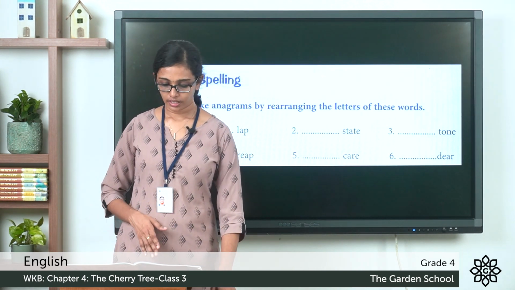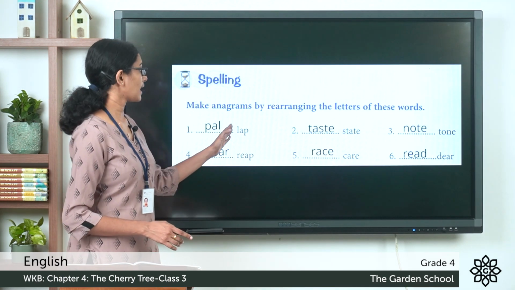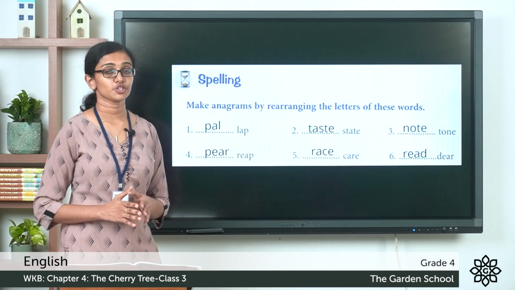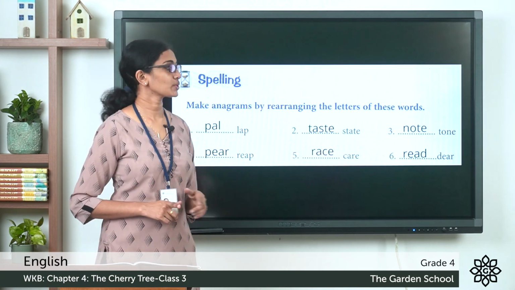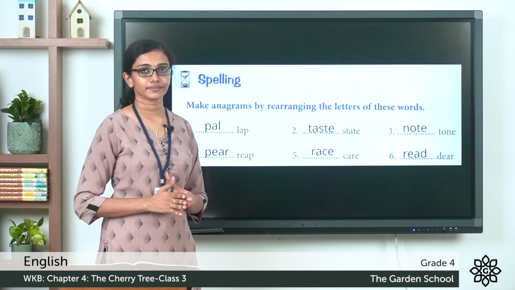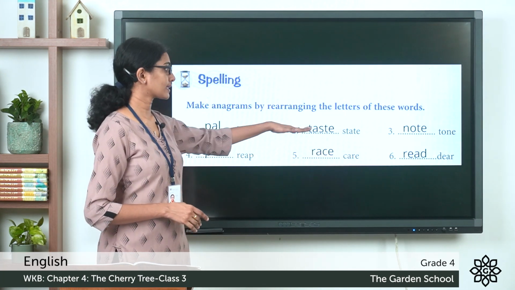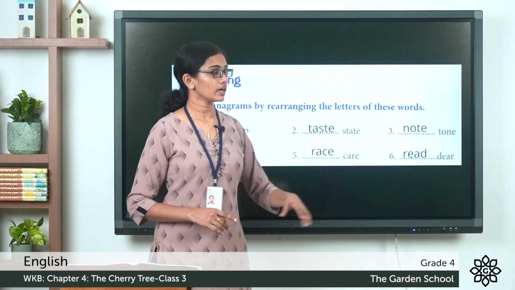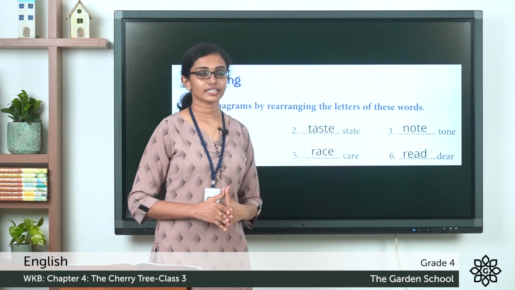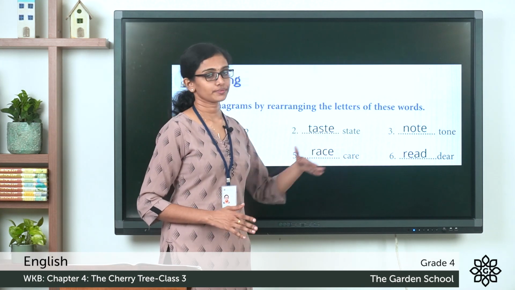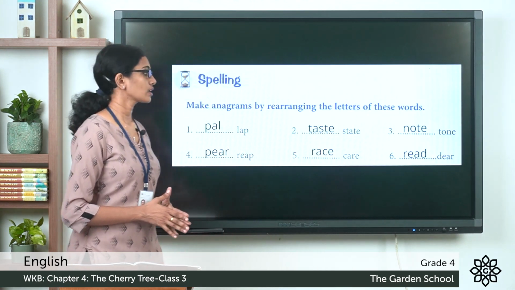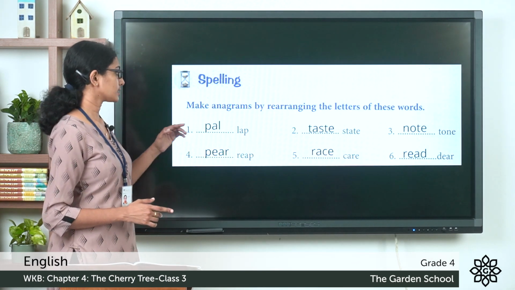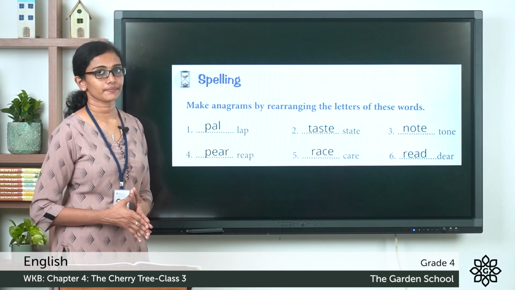Question 1, you are given the word lab. So let's rearrange the letters and we get the word pal, which means a friend. Now question number 2, you are given the word state. Rearranging the letters, we get the word taste. Now 3, you are given the word torn. Rearranging the letters, give us the word note, N-O-T-E. Now 4, you are given reap. Rearranging the letters, we get the word pair.